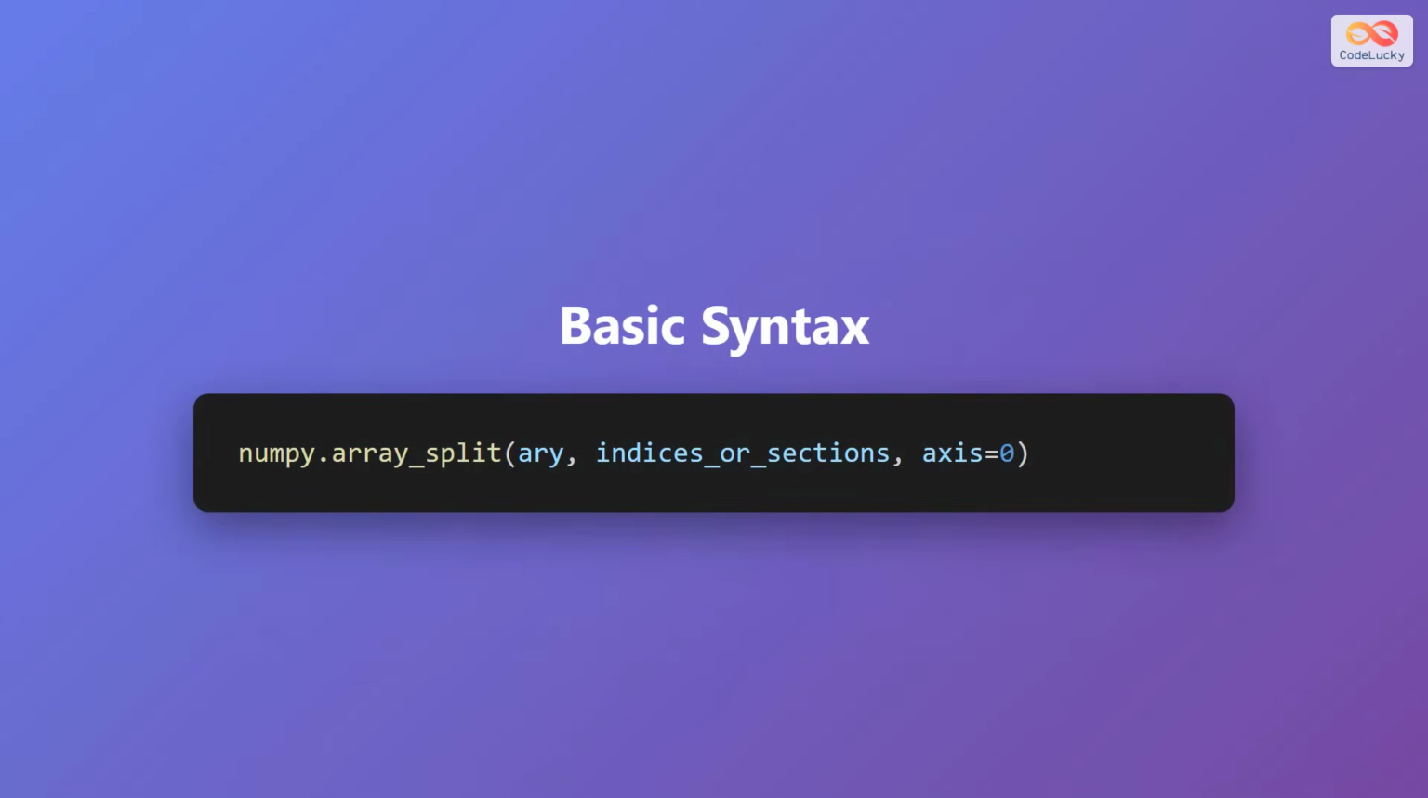The basic syntax for array_split is np.array_split, which takes 3 parameters. The first parameter is array, which is the array you want to split. The second is indices_or_sections, which specifies how to split the array. And the third is axis, which defaults to 0, indicating the axis along which to split.